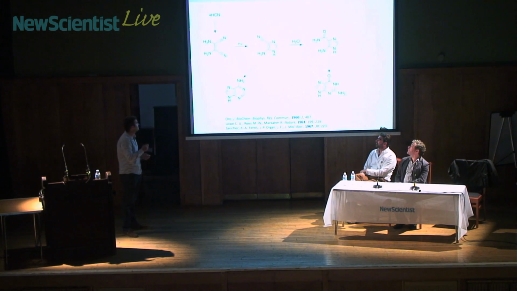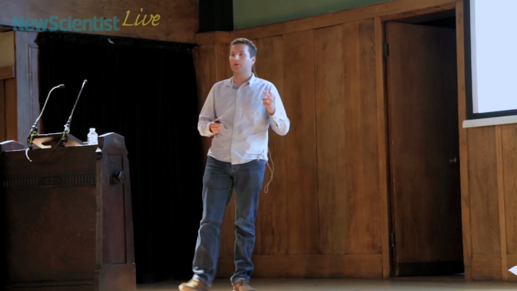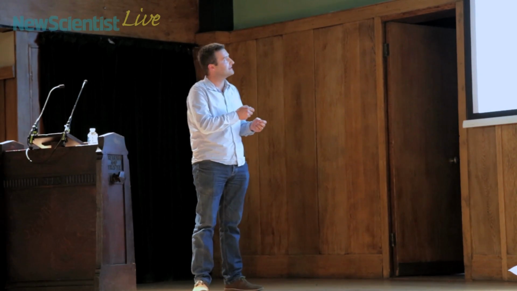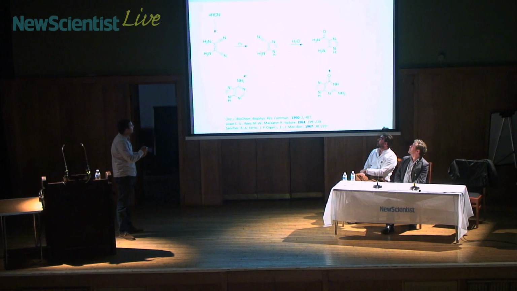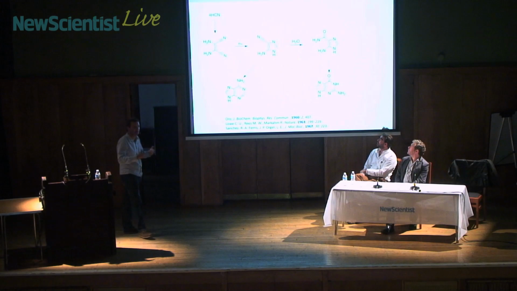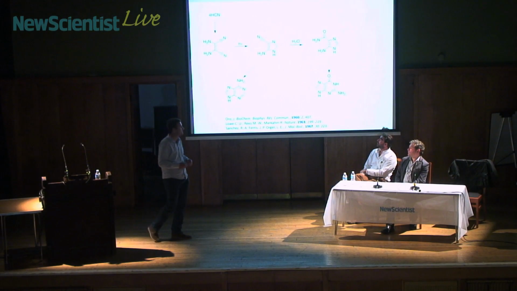So this pursuit got off to a really good start in the 1960s. It was found one of the simplest organic molecules, just 1 carbon, 1 nitrogen, hydrogen cyanide, could oligomerize to give a tetramer, and that tetramer then could be quantitatively, so all of this material converted into this material, by UV light into this aminoimidazole, which could then potentially hydrolyze on to a second aminoimidazole.